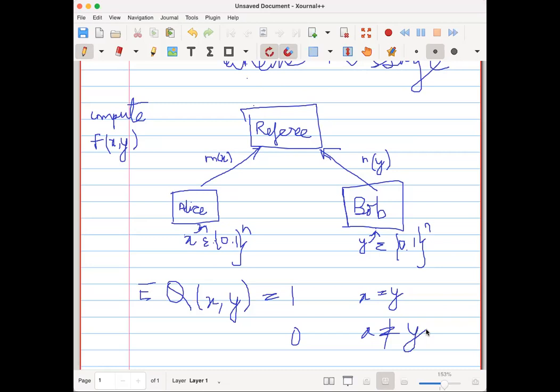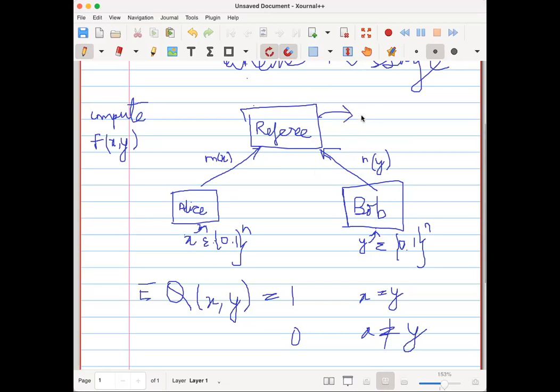So what they do instead is Alice, depending on her input x, sends a message m of x to a referee. Bob sends a message n of y to the referee. The referee hasn't seen x comma y. If he had seen them, he would have computed it. But what the referee instead sees are the messages m of x and n of y. And from the messages, the referee will have to output his guess of f of x comma y.